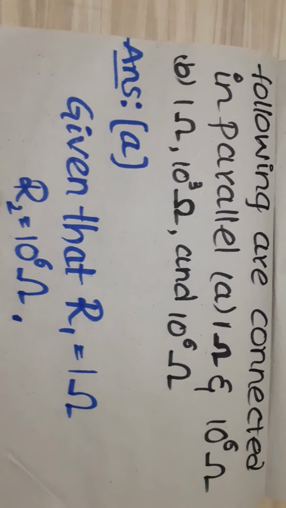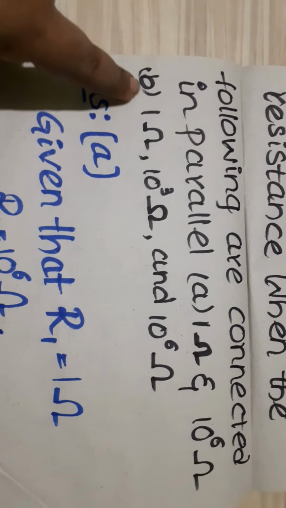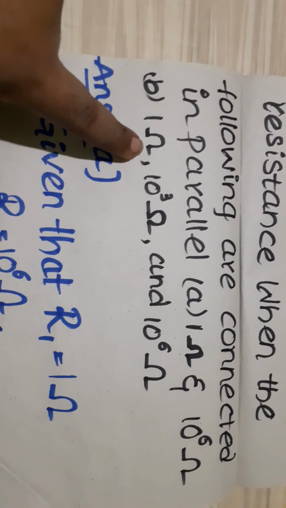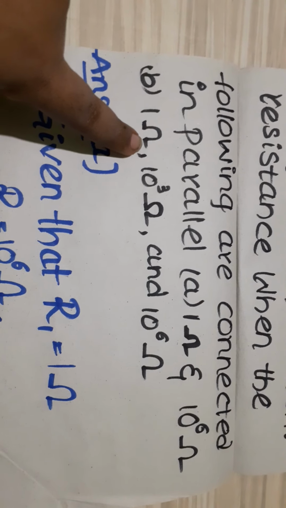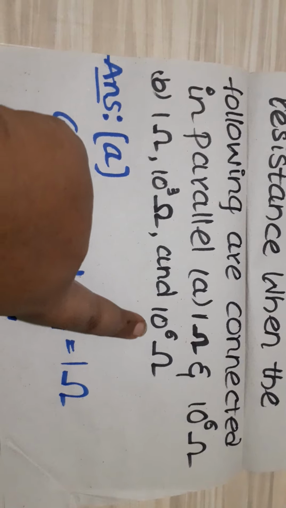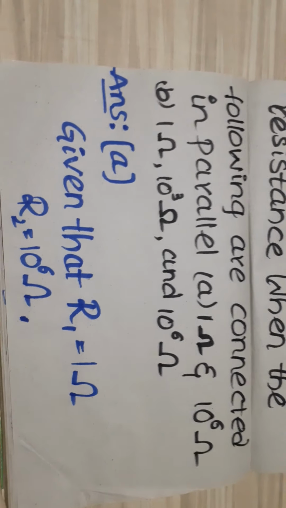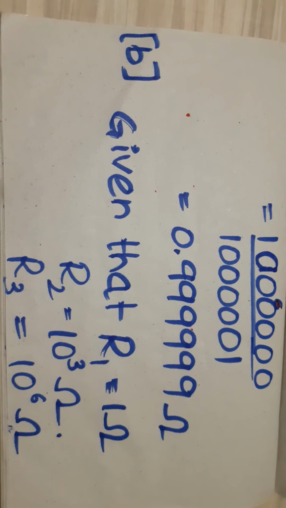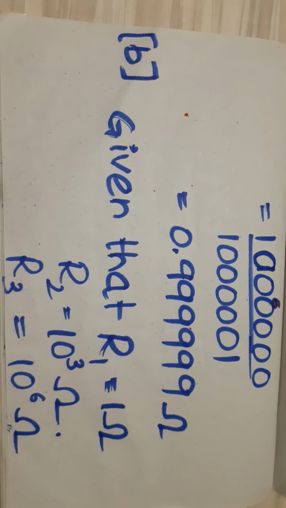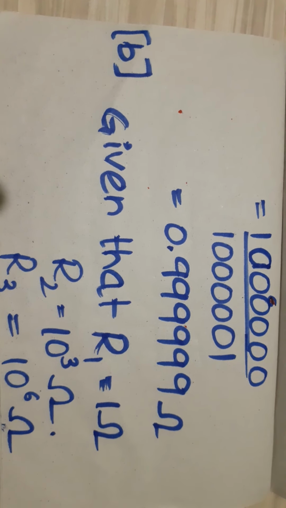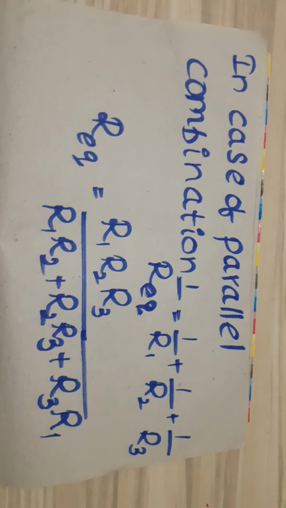Similarly, we have to find out B. There are given 3 ohms. We have to find out the equivalent resistance in case of parallel combination. R1 value is 1 ohm, R2 value is 10 to the power of 3 ohm, R3 value is 10 to the power of 6 ohm. Given that in question B, R1 equals 1 ohm, R2 equals 10 to the power of 3 ohm, R3 equals 10 to the power of 6 ohm.